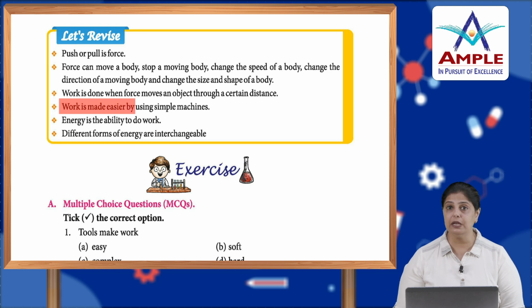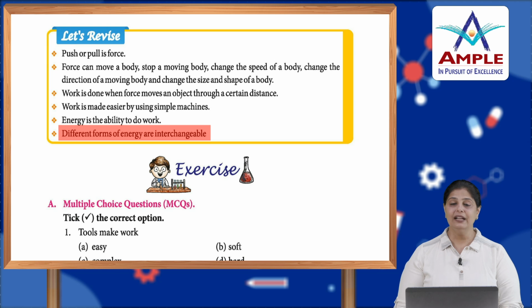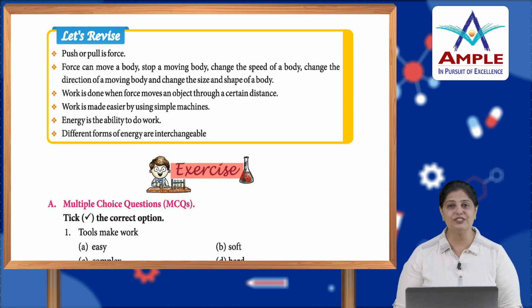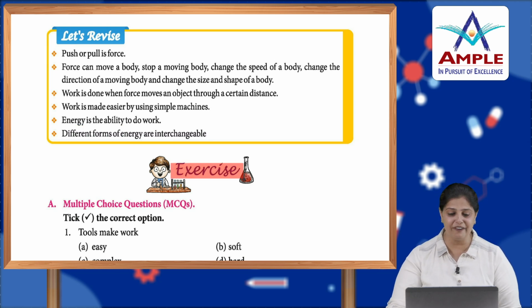Okay, work is made easier by using simple machines, and energy is the ability to do work. Different forms of energy are interchangeable. Alright, now let's do these exercises to figure out how much you followed the chapter. Now tick the correct option.